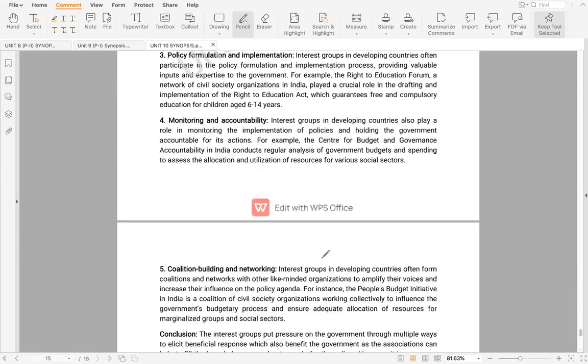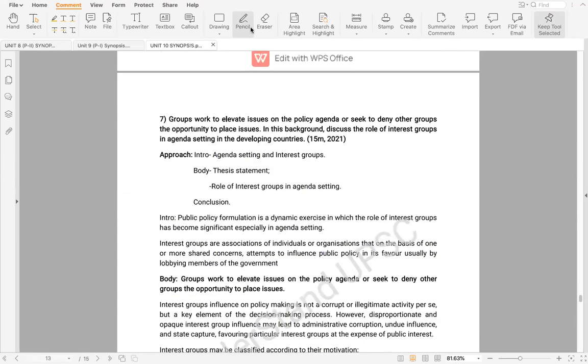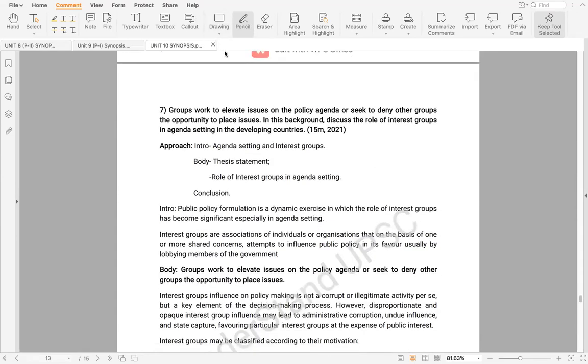Yes, last question for today. Groups work to elevate the issues on the policy agenda or seek to deny other groups the opportunity to place issues. In this background, discuss the role of interest groups in agenda setting in the developing countries. Nothing but a pressure group question and linked to public policy. So this is more of paper 2, pressure groups, but you have to link it to public policy.